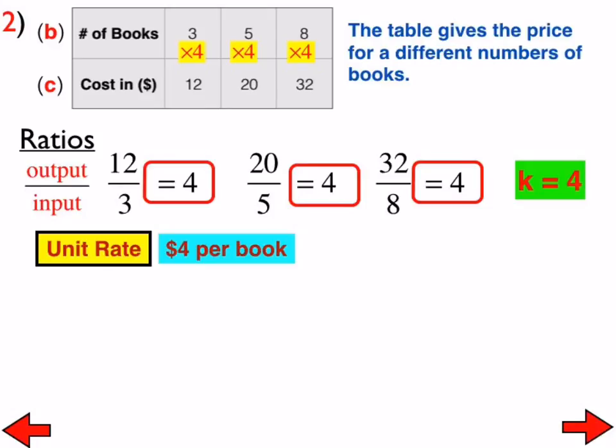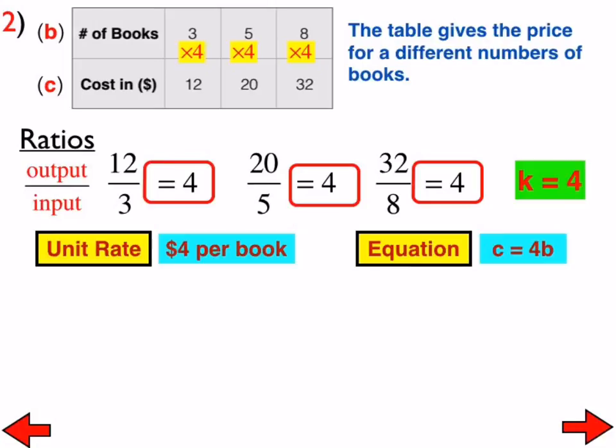Now, the unit rate from that problem going in that direction would be $4 per book, and the equation would be C equals 4B. I am using B to represent books and C to represent cost. You don't have to use those variables. You can use any variables you want. One time I stated we should probably try and use variables that make sense within the problem, but you can use any variables that you want to.